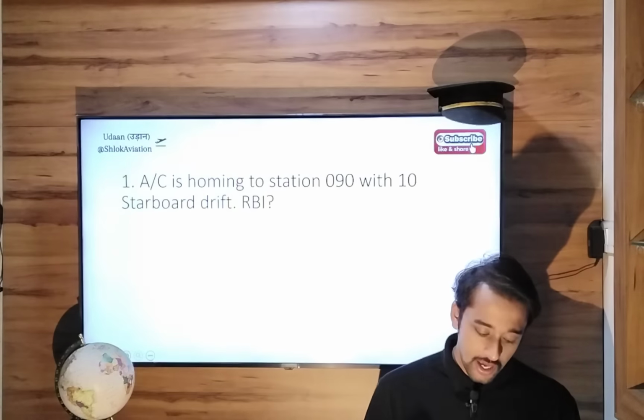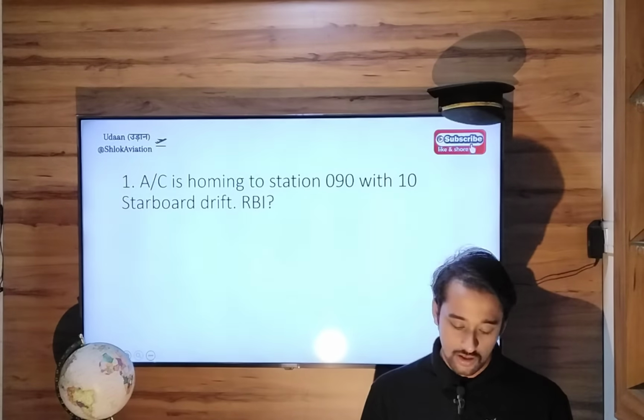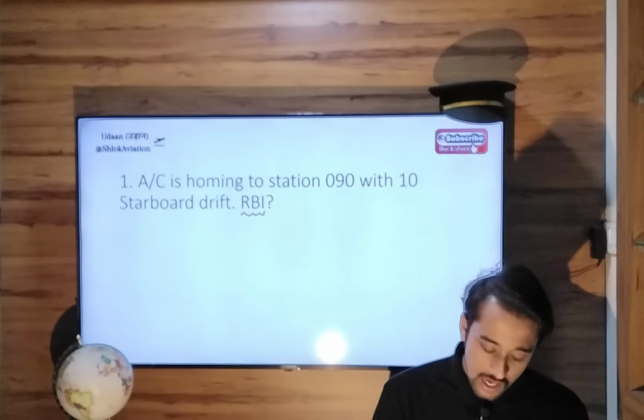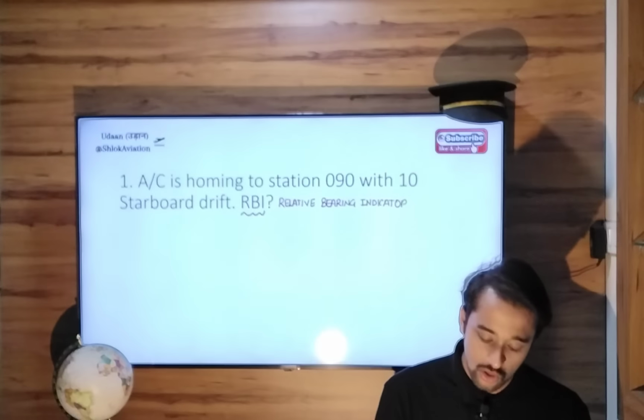Question number 1 for today. Aircraft is homing to a station of 090 with 10 degrees starboard drift. What will RBI show? RBI is nothing but your relative bearing indicator. Relative bearing indicator. What will this RBI show?